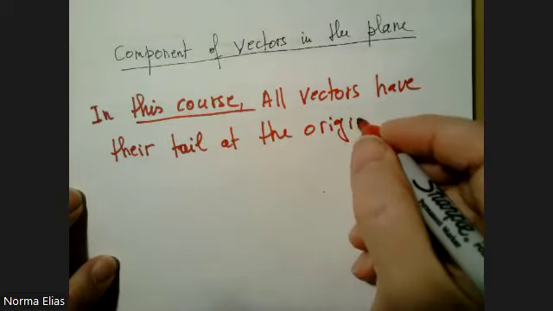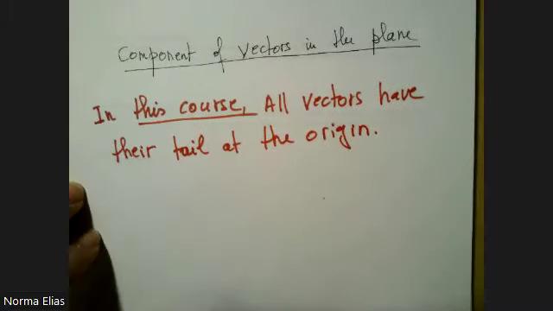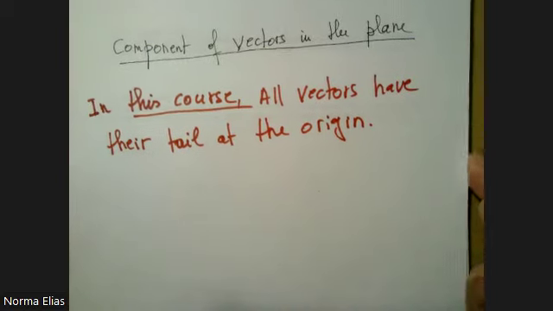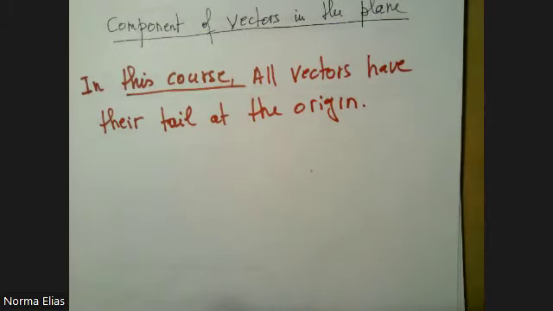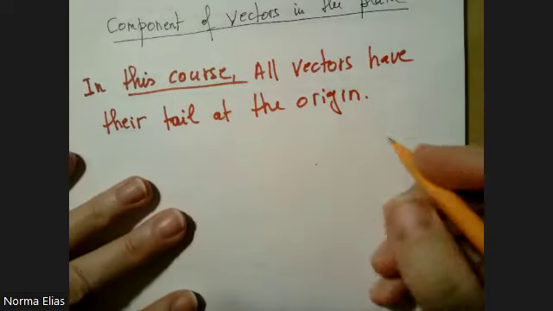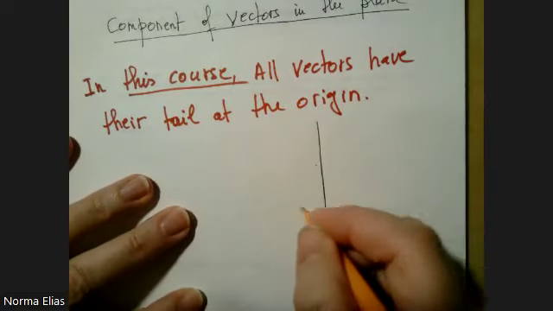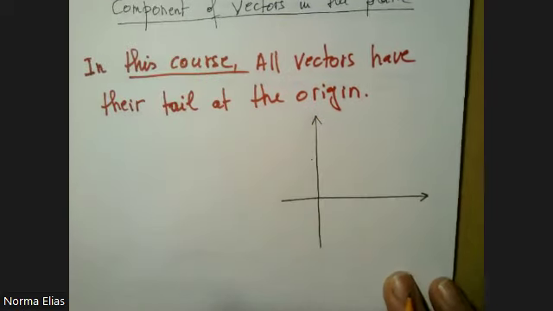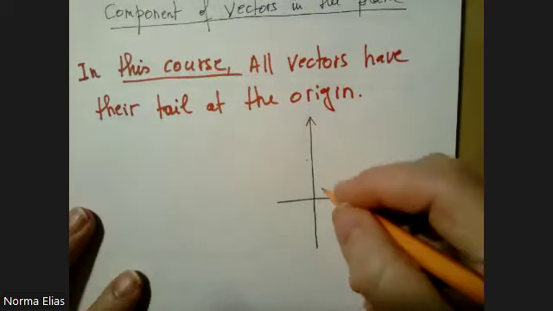Now, I know this is not the case in physics because the tail has to tell you where the force is being applied or where the velocity is. But in this course, all our vectors have their tail at the origin. So let us see, what do we mean by component of a vector? So this is the plane. You can call it x1, x2. You can call it xy. I don't really care what we call the plane. And this is a vector.